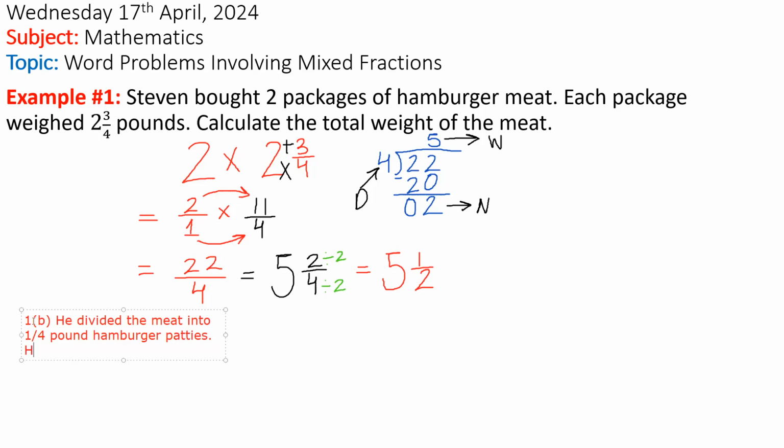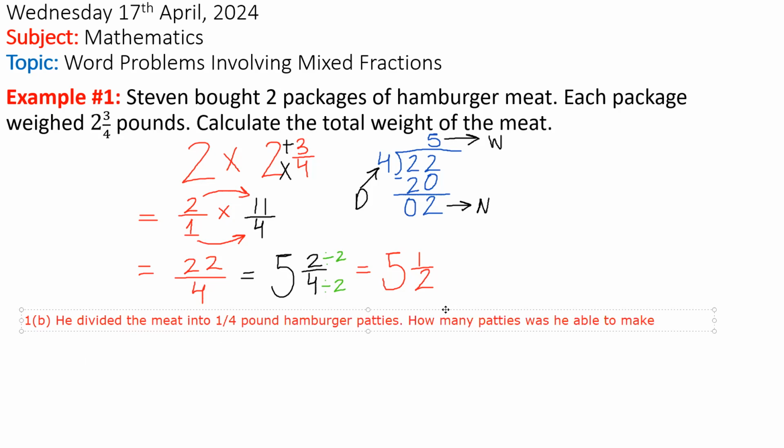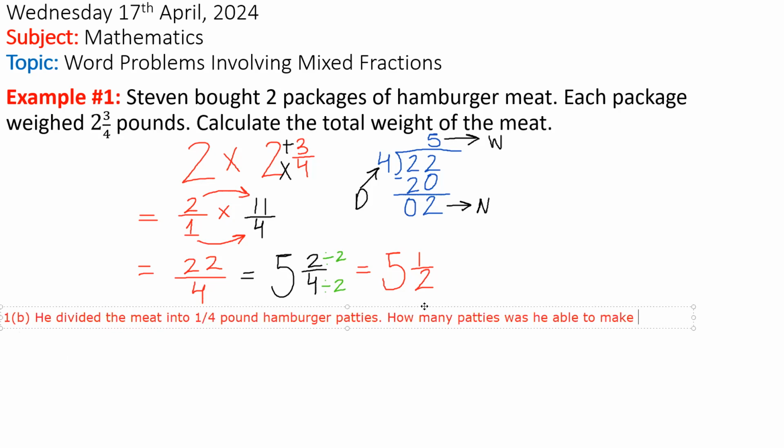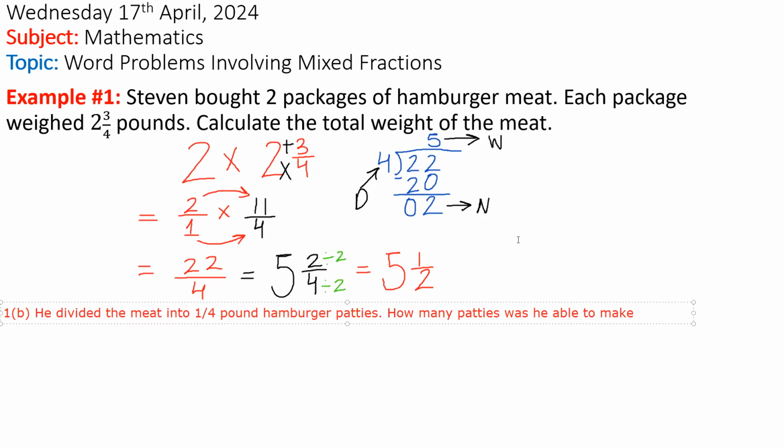How many patties was he able to make? So he divided the meat into 1/4 pound hamburger patties. The question says, how many patties was he able to make?